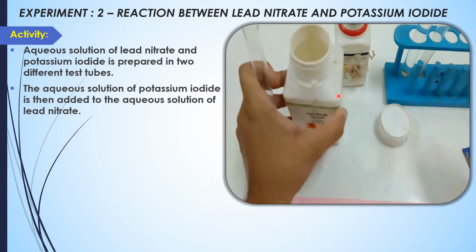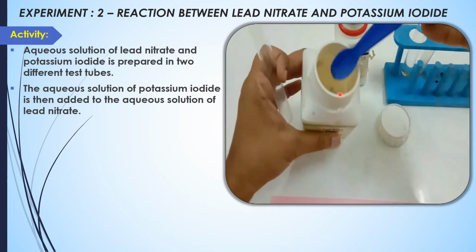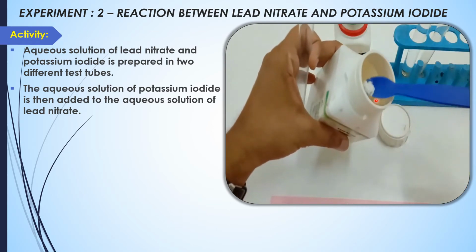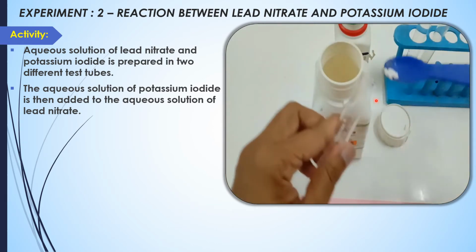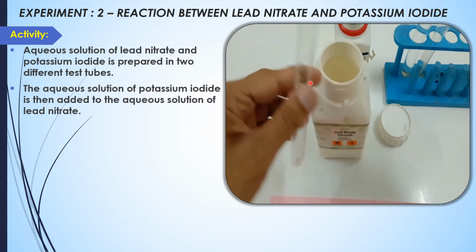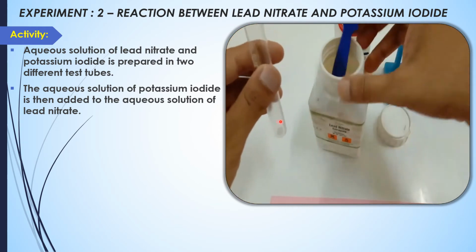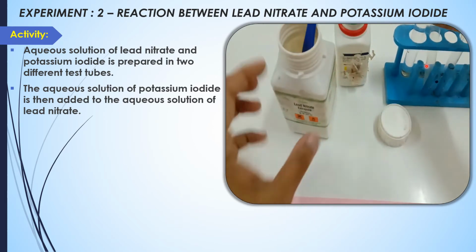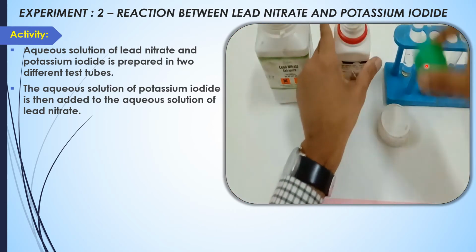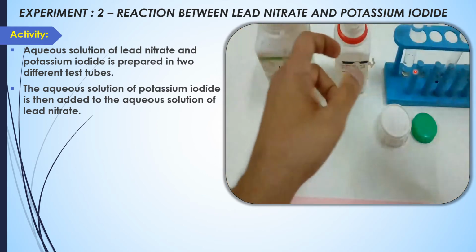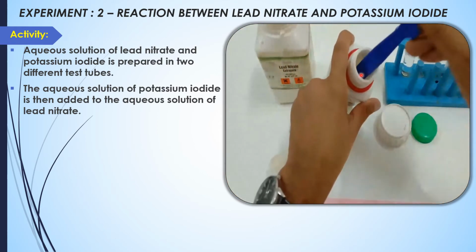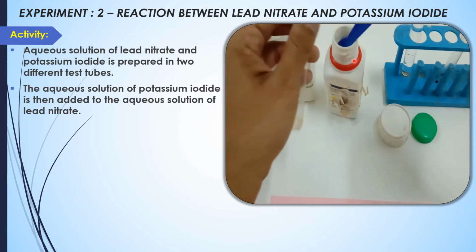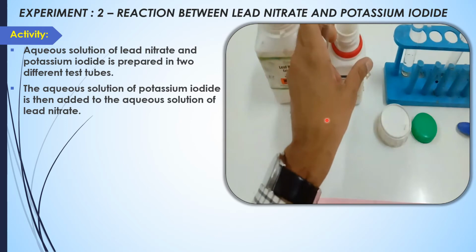So we start with preparing the aqueous solution of lead nitrate. Here we take a small amount of lead nitrate and transfer it to the test tube. You can see that the color of the lead nitrate is white color. Then we will take the other test tube, and to that test tube we will add a small amount of potassium iodide. Again, you can notice the color of the potassium iodide is white in color.